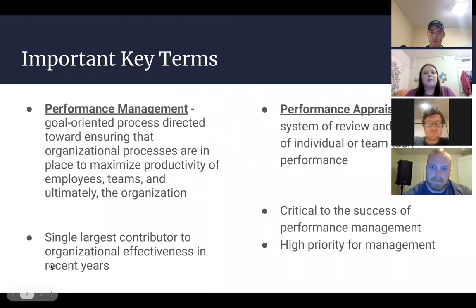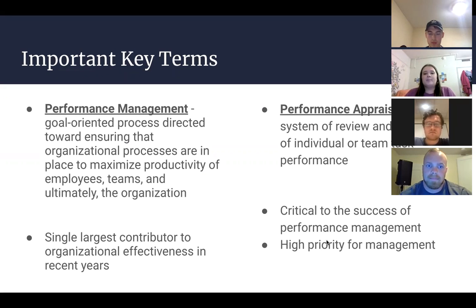So we're first going to talk about some important key terms that appear in the beginning of the chapter. The first one is performance management. That is the goal-oriented process directed towards ensuring that organizational processes are in place to maximize the productivity of employees, teams, and ultimately the organization as a whole. It is the single largest contributor to organizational effectiveness in recent years.